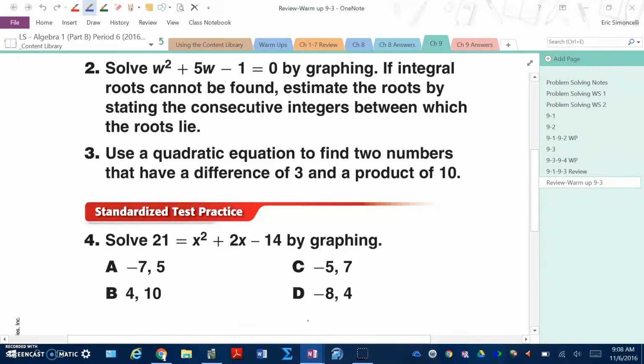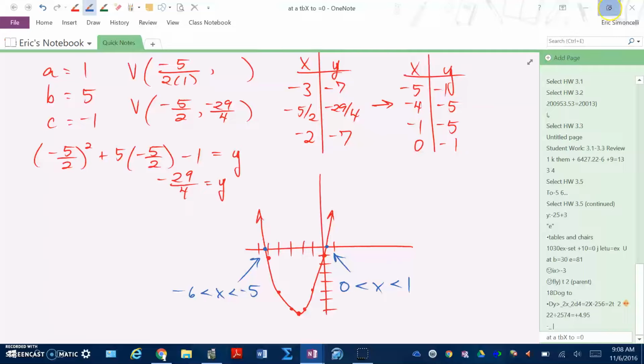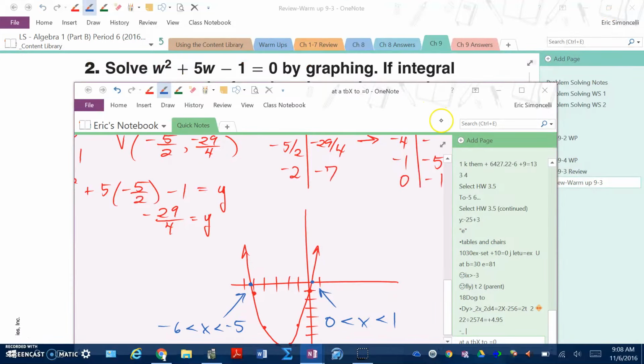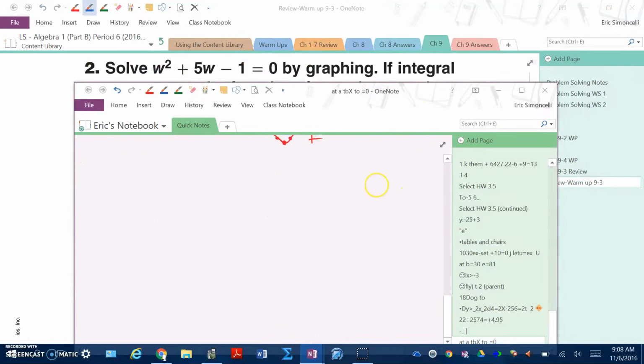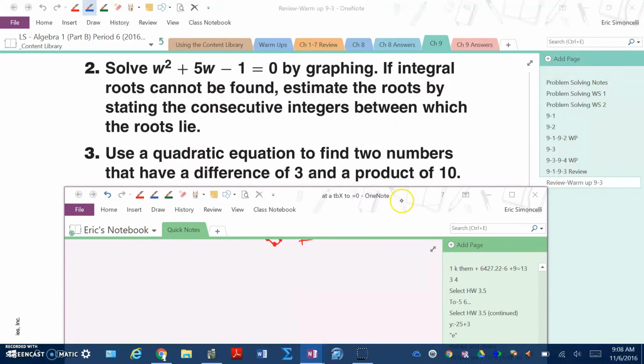Use a quadratic equation to find two numbers that have a difference of 3 and a product of 10. So I'll go ahead and write down my setup for what they're asking. They are wanting a kind of two equation setup. The first equation we'll go ahead and write as such.